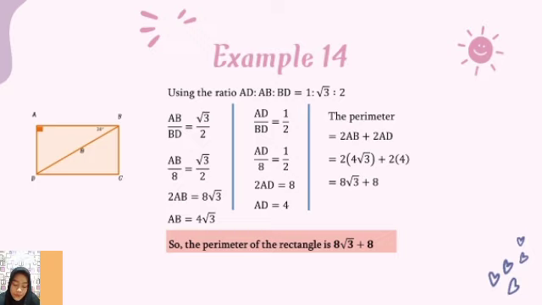Pay attention to the picture. Side AB over BD equals square root of 3 over 2, and we cross multiply both sides. AB over 8 equals square root of 3 over 2, so AB equals 8 times square root of 3 over 2. So the value of AB equals 4 square root of 3.